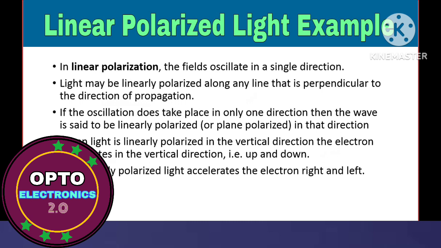Okay, so as we discussed in the class as well, in linear polarization the field is basically oscillating in a single direction, or I can say it is confined into a single plane. This will be perpendicular to the direction of the propagation, we know this, we have discussed this in class. If you can recall, if the oscillation takes place in only one direction, then the wave is said to be linearly polarized in that direction.